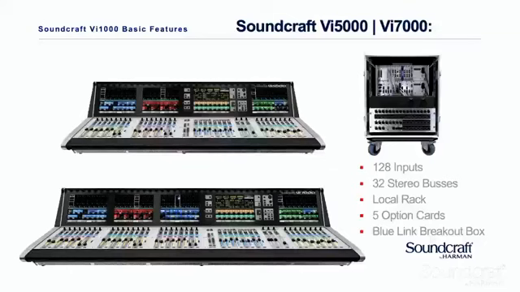So this is the bigger family. It's the VI 5000 and 7000. The 5000 has the same form factor as the 3000. The difference here is that what looks like a console is actually not a console at all. It's just a control surface. So this is only control, and this is the brain. We call it the local rack. And this is where all your inputs and outputs will be.